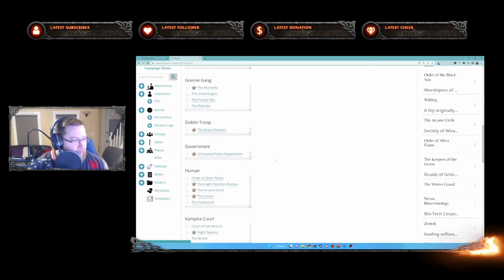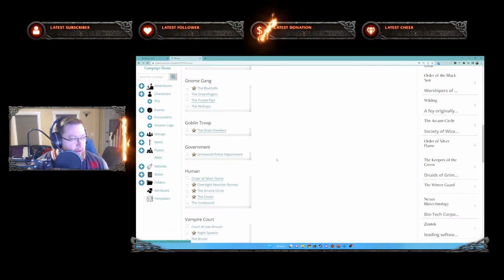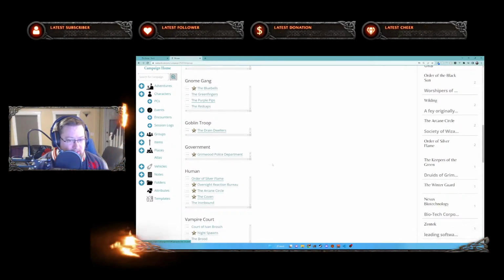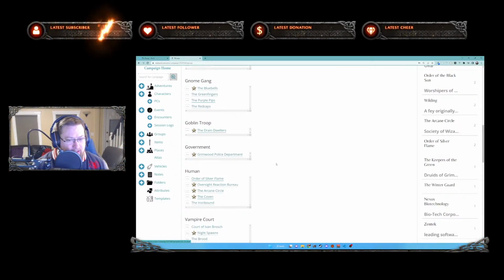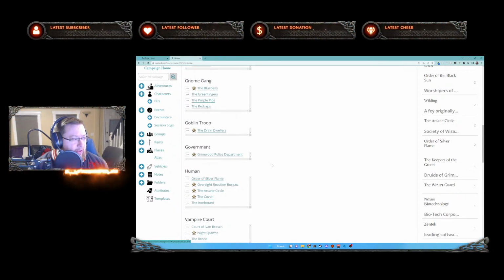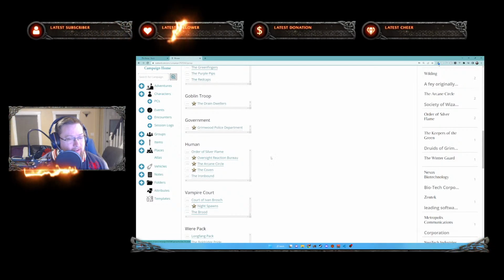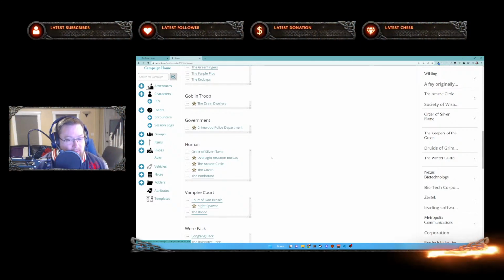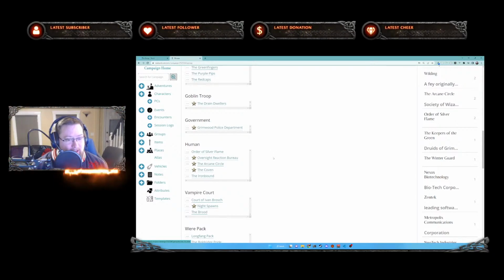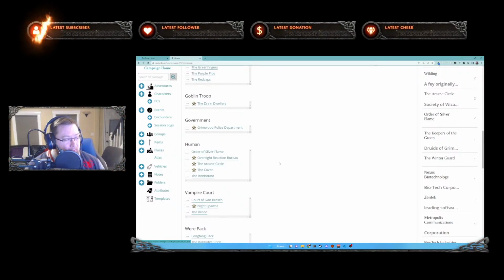The Grimwood Police Department, or the GWPD, are going to be complete idiots on most things supernatural. Obviously, you're going to have one or two that will know. Then you're going to have the Oversight Reaction Bureau, or ORB, and they're going to be like the government officials of the world. They're the ones that are like FBI, X-Files type scenario.